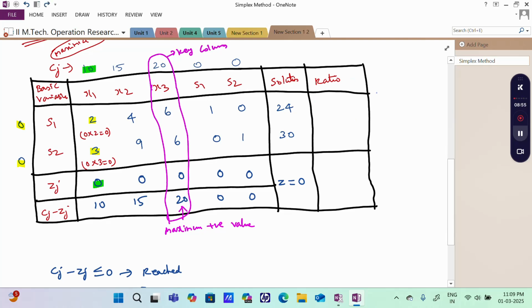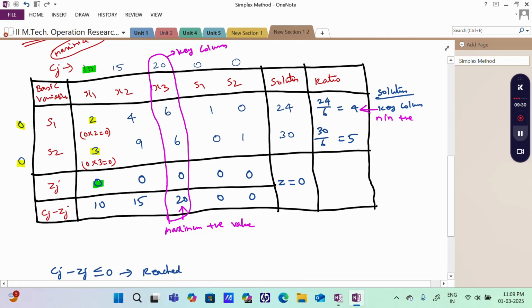Solution: divided by the key column, that is the new selected column. Therefore this is nothing but 24 by 6 is 4, 30 by 6 is 5. From this we select the new, that is, select the minimum value. What is the minimum? See, here is the minimum.